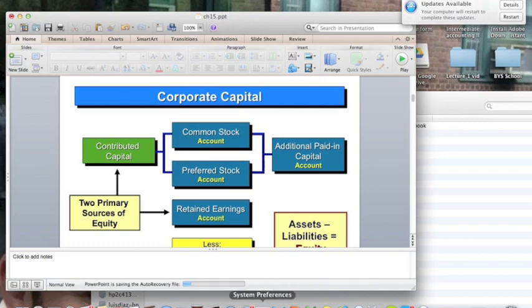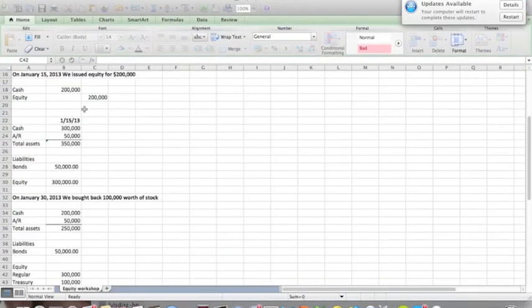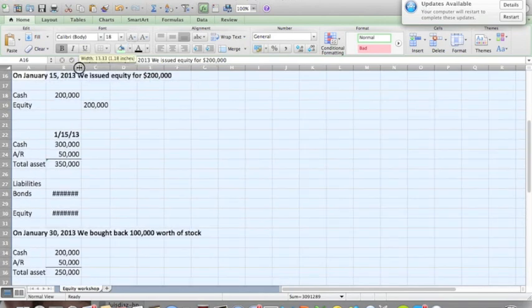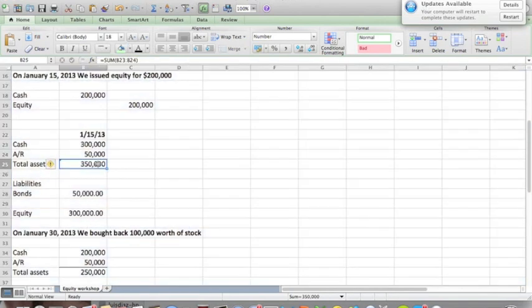So just to show you in a more real way what's going on, I'm going to continue with my example of the company that I made in the last lecture here. So for our business purpose, say my company here, the Living on the Edge company, and we have cash of 300,000, accounts receivable 50, total assets is 350, liabilities, I have a bond of 50,000, so my equity is 300,000.